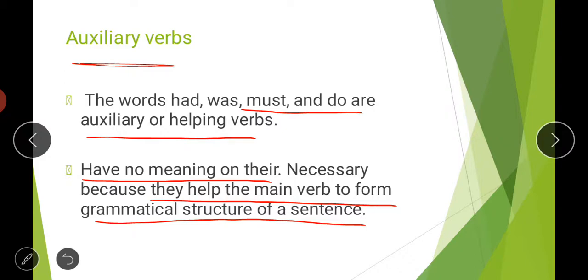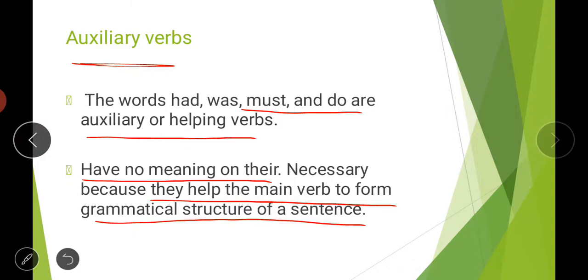These do not have their own meaning, but when they are used in combination with a main verb, they help to complete the grammatical structure of the sentence, or they make a sensible sentence. Whether we are talking about past perfect, past continuous or simple past, these kinds of words, known as auxiliary verbs or helping verbs, are helpful in making the sentence sensible and completing its grammatical structure.